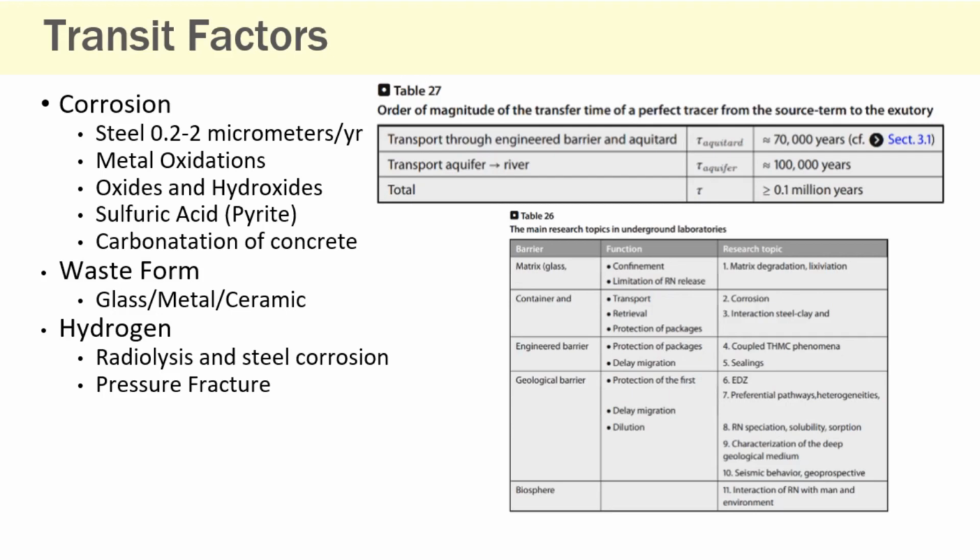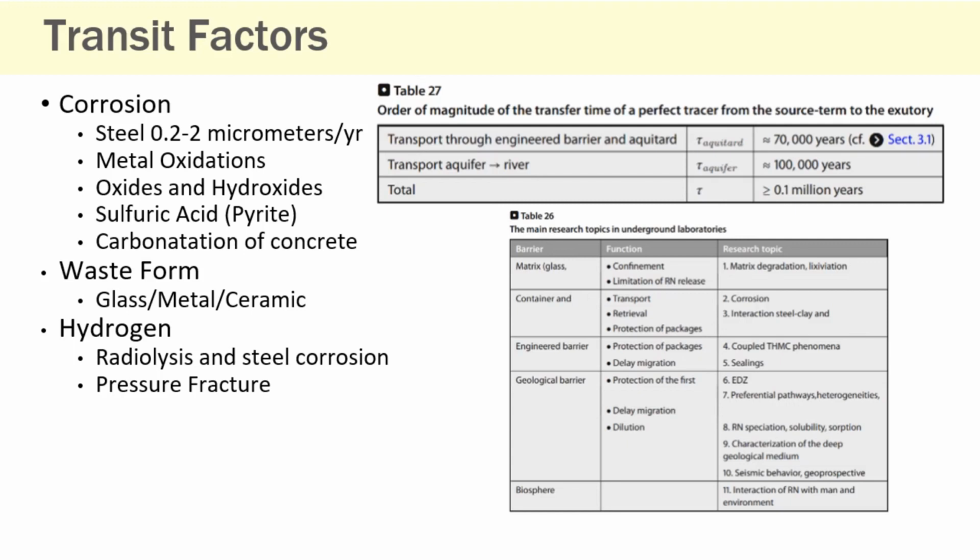What leads to that 10,000 plus year mark is through the calculation of transit factors. Corrosion, the form of waste, and hydrogen are some of the factors that affect this calculation. Corrosion is calculated at 0.2 to 2 micrometers a year for steel that will be used for waste containers, liners, and other facility barriers. This is due to oxides and hydroxides having chemical reactions as well as sulfuric acid produced by pyrite in the nearby soils. Concrete barriers will also have corrosion through carbonation, forming porous surfaces and leading to a leaching fracturing in the structure.